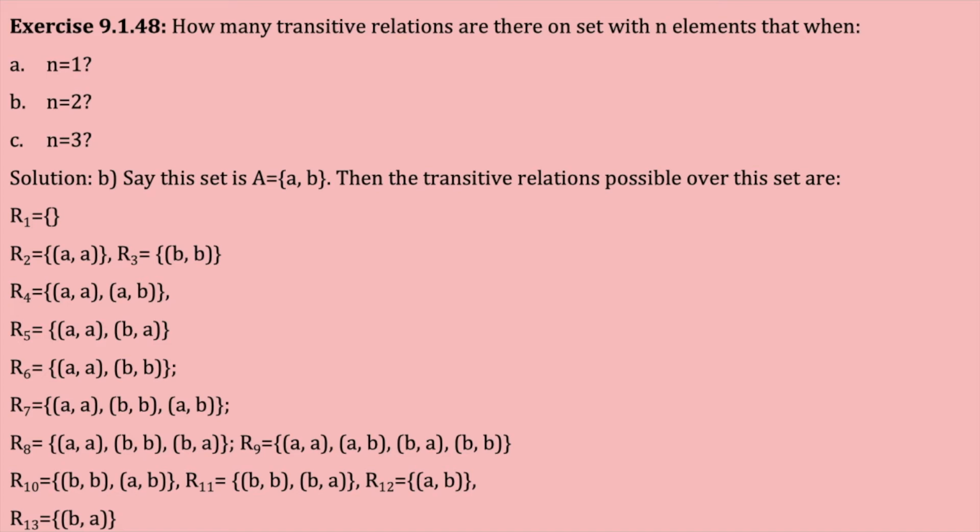Here is the list of those 13 relations over the set of two elements A and B. I have not attempted to find out the number of transitive relations possible over a set with 3 elements, simply because I could not come up with any technique for that.